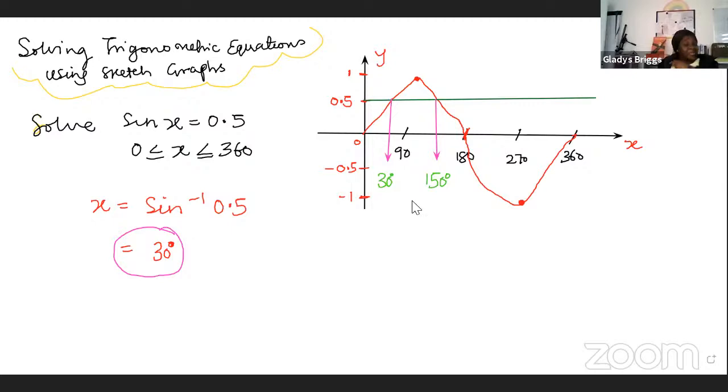Okay, so this is how you do it. If it says to find the other solutions using a sketch graph and your calculator, solve the equation sine x is equal to this. You're going to get one solution, only one solution from your calculator, but you have to work out the other solutions.